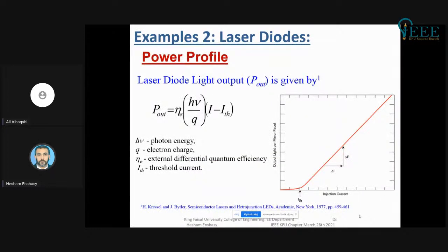The power profile of these lasers resembles the equation of the power given here, and it's similar to the IV curve of the diode. However, this is the output light of the diode. There is a threshold at a certain injection current. Below it there is no light or a very small amount of light because it's still not lasing. Once you reach the threshold, the laser light will be generated, and then you can have an almost exponential increase of light energy.